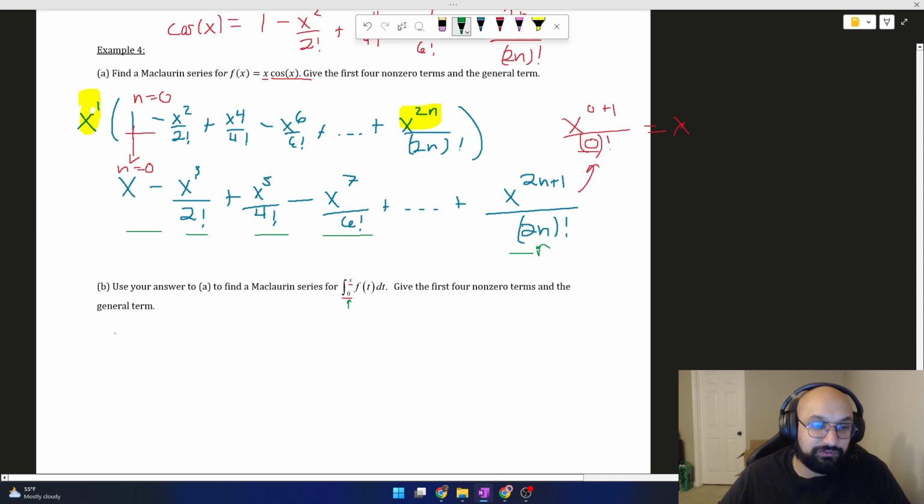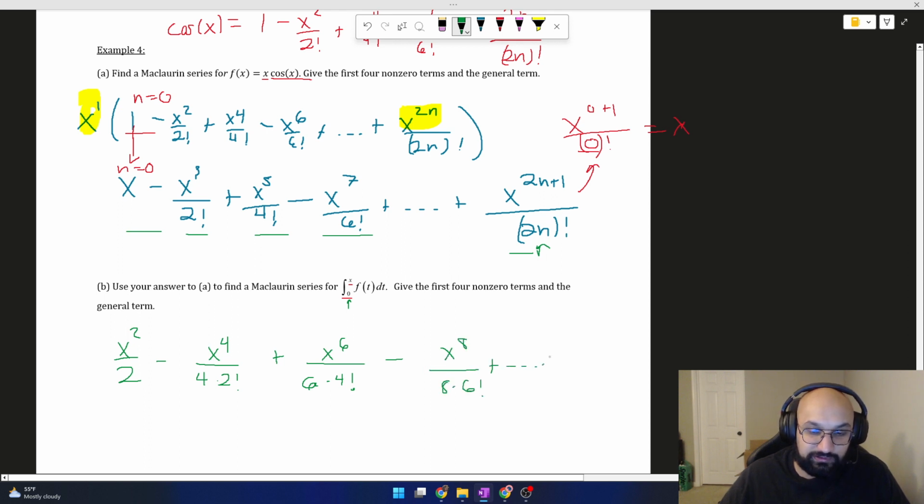The integral of the first 4 specific terms is going to be x squared over 2 minus x to the 4 over 4 times 2 factorial plus x to the 6 over 6 times 4 factorial minus x to the 8 over 8 times 6 factorial plus dot dot dot.